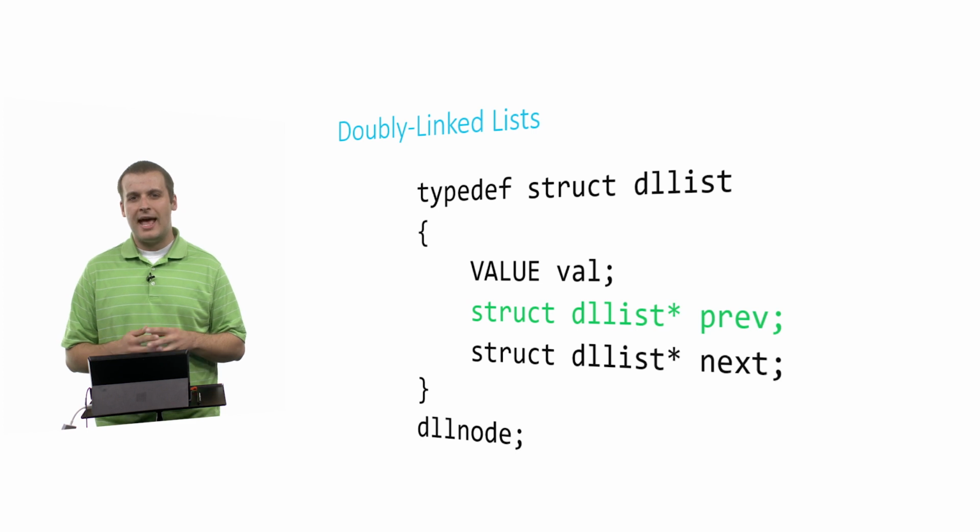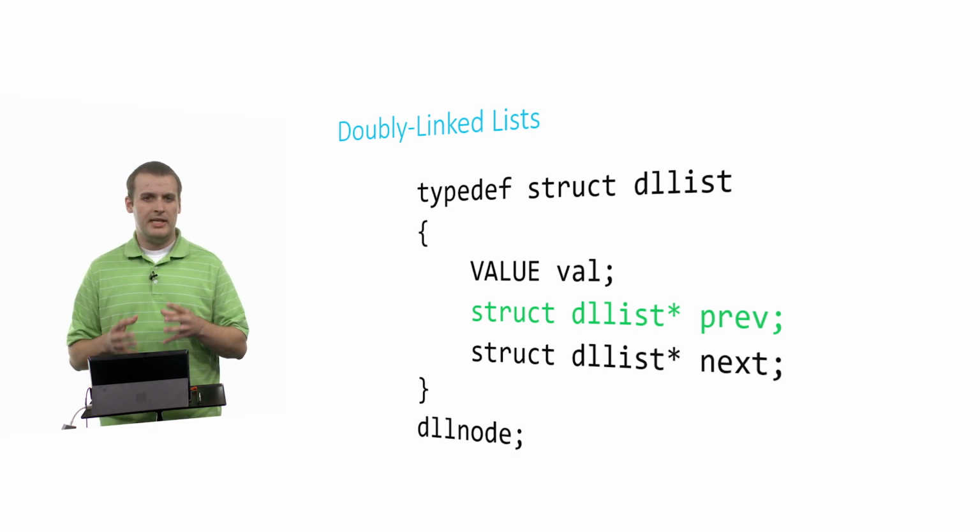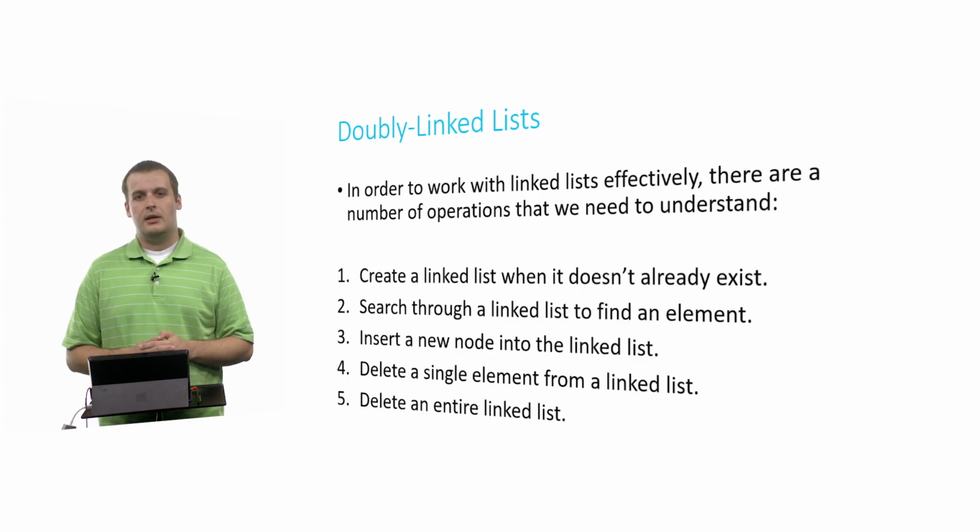So as I said, we just have to add one single field to our structure definition, this notion of a previous pointer. With a singly linked list, we had the value and the next pointer. So the doubly linked list just has a way to move backwards as well. Now, in the singly linked list video, we talked about these being 5 of the main things you need to be able to do to work with linked lists.